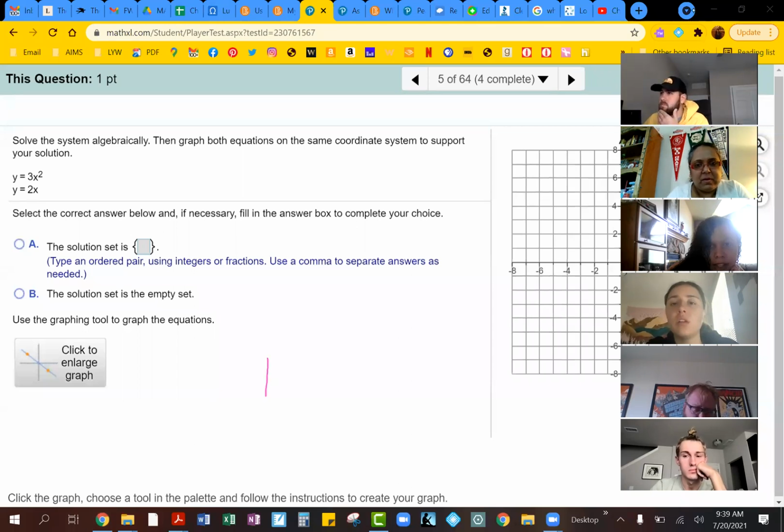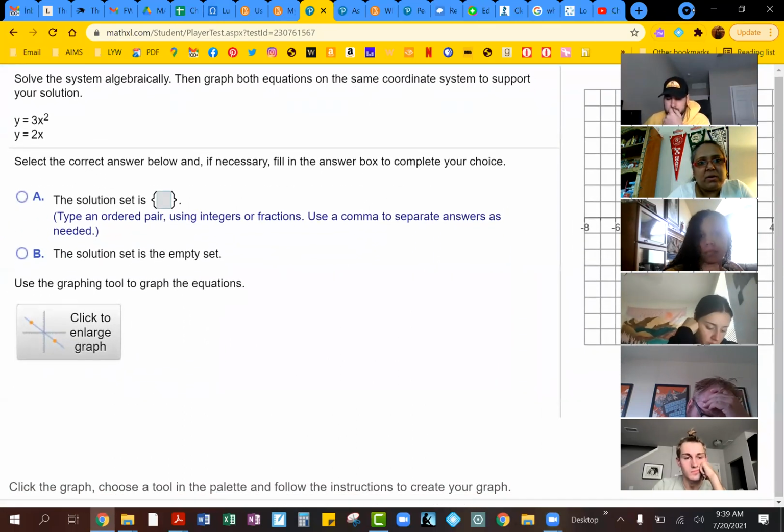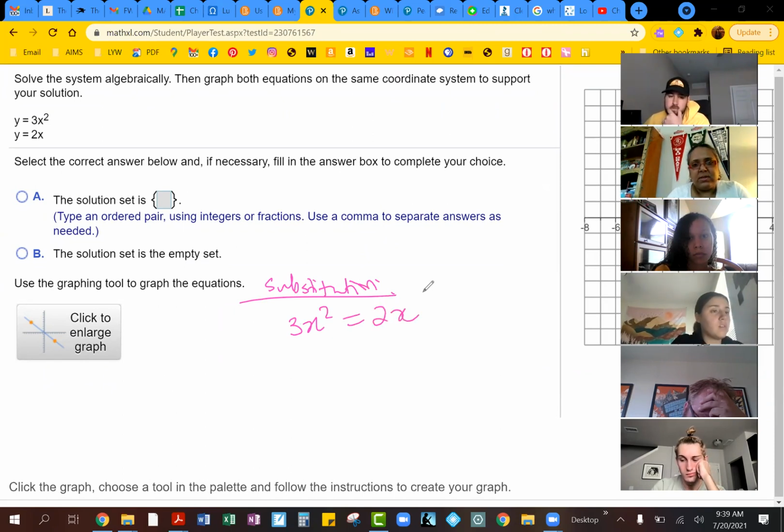You can set them equal to each other. Yeah, since you have them set up as y equals 3x squared and y equals 2x, you can go ahead and set them equal to each other. So that would give us, basically that's the substitution method. So 3x squared equals 2x. Okay, and then where would we go from here next?